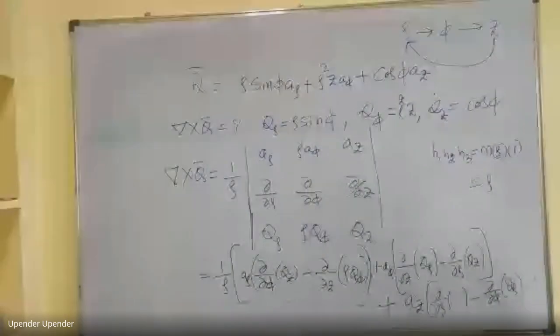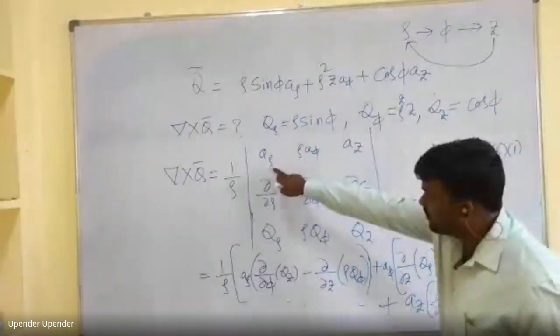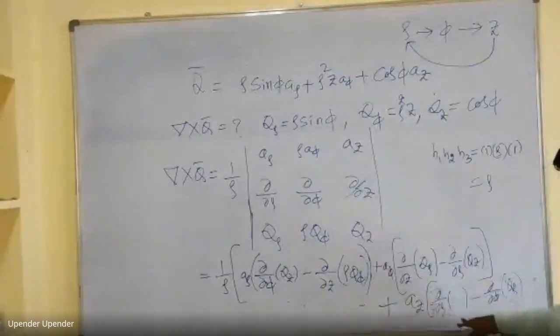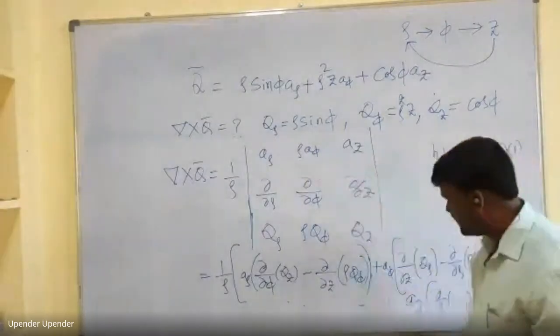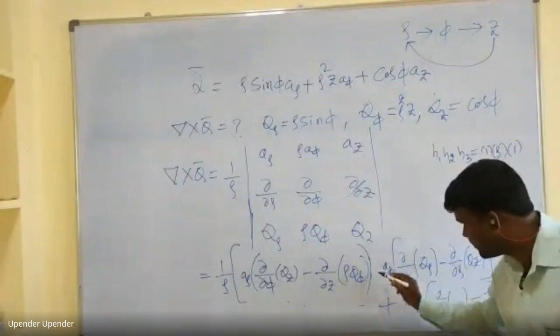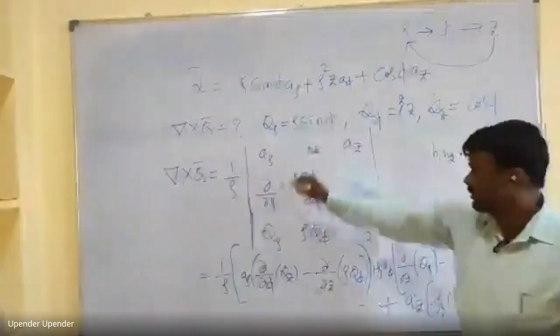Okay, I forgot to tell one thing here. A rho into something, a z into something. But here for the rho a pi term, we need to consider it like this. It is plus rho into a pi. Instead of a pi, you have to consider this rho a pi.